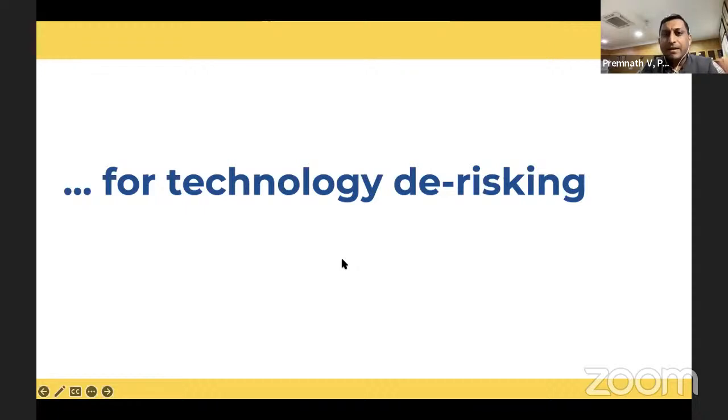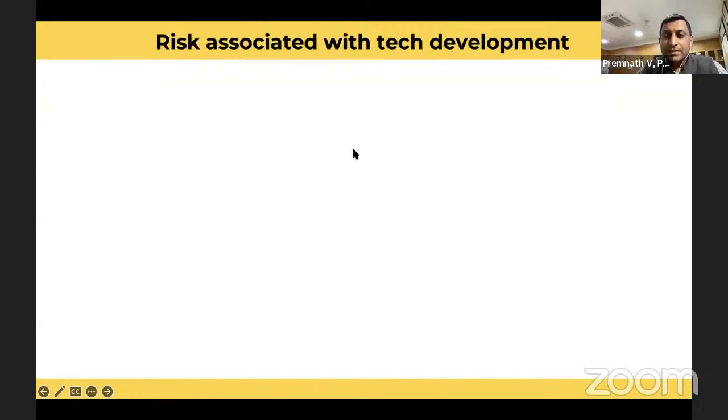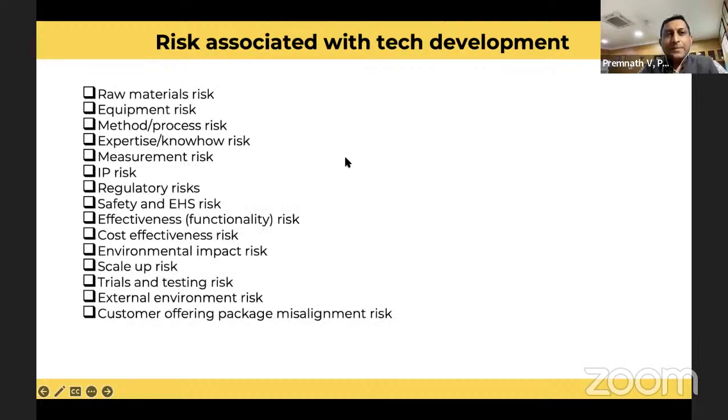I'm just going to quickly go through some technology risk items. This is a short talk, so we can do a more detailed one some other day. But there are several types of risks associated with technology development, and you must keep them in the back of your mind. It might be risks associated with raw materials, equipment, methods or processes, the expertise, the people carrying that expertise, the measurement risk, the IP risk, the regulatory risk. All these are different types of risks.